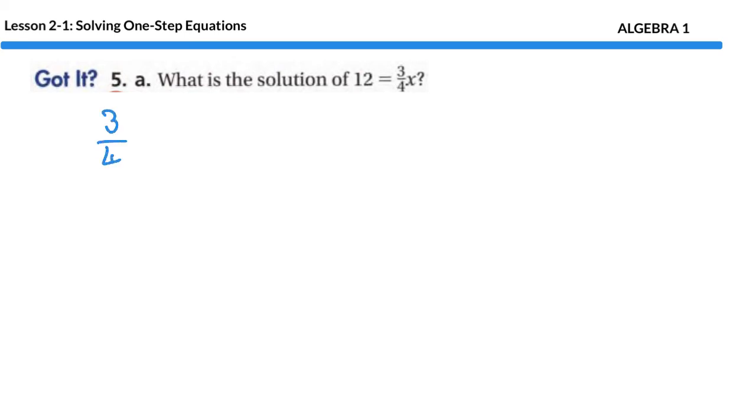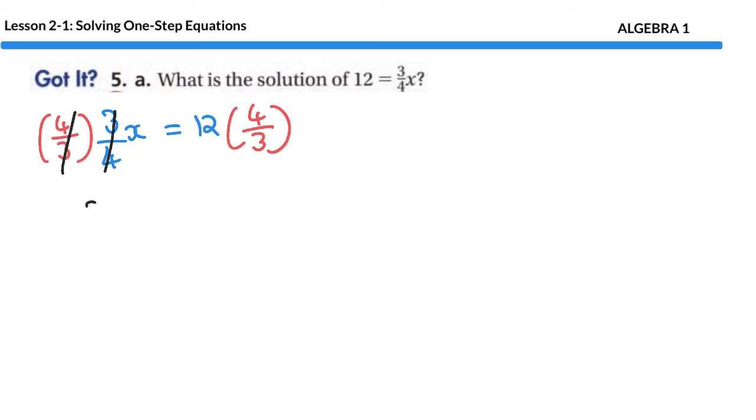3 over 4x is equal to 12. I multiply by its reciprocal. What is the reciprocal of 3 over 4? It's 4 over 3. So I multiply by 4 over 3 on both sides of the equation. And this results in 1. And x is equal to how much? 16. So that is the solution of this equation.